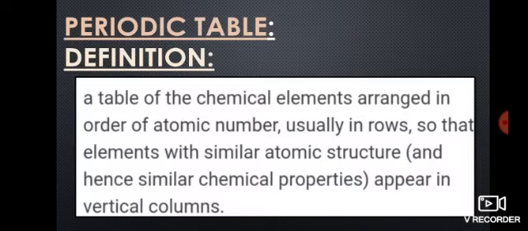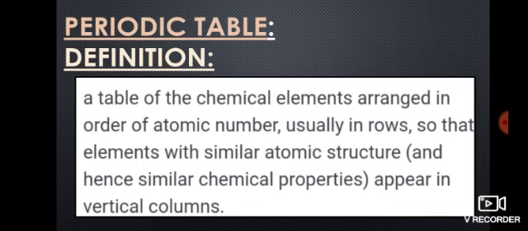Now, students, the question may arise in your mind, what is the periodic table? Or if anyone asks you, what is the periodic table, then what will be your answer? The periodic table can be defined as a table of chemical elements arranged in order of their increasing atomic number, usually in rows, so that elements with a similar atomic structure, and hence similar chemical properties, appear in vertical columns.